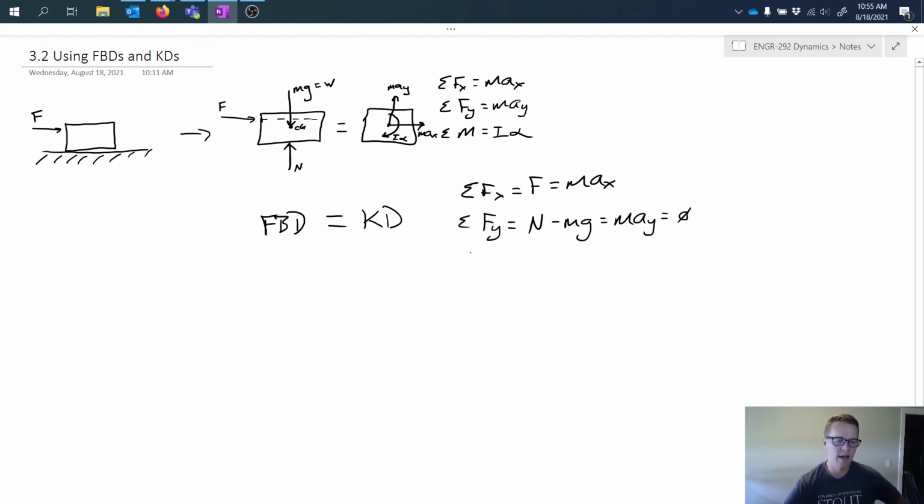And we potentially have a summation of moments. I didn't specify any distance here, but we have our force times our distance to the center of gravity, whatever that distance ends up being, and that is going to be equal to I alpha. So I could go through then, assuming I actually had some numbers, and solve these equations. And again, the free body diagram and the kinematic diagram are just tools that we're using to graphically represent what's going on in this system. All right, thank you.